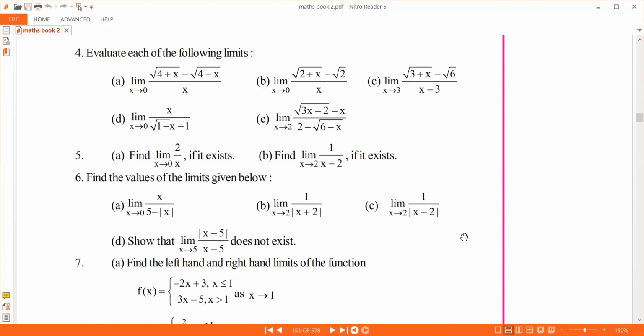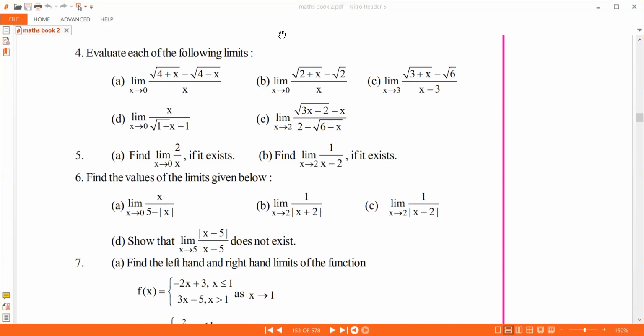The first one: limit as x tends to 0 of square root of 4 plus x minus square root of 4 minus x, divided by x. Okay, let's move on to the whiteboard.